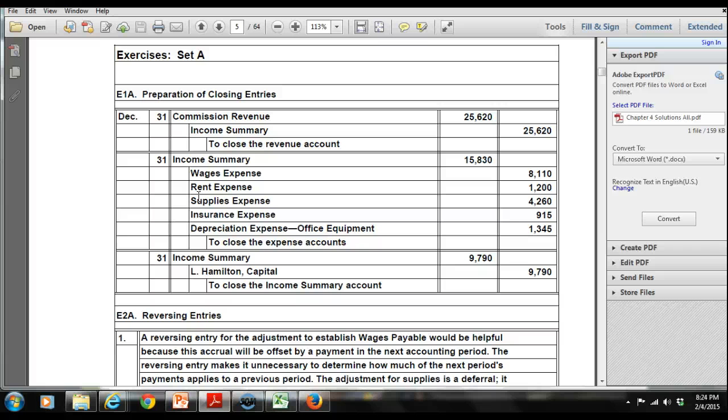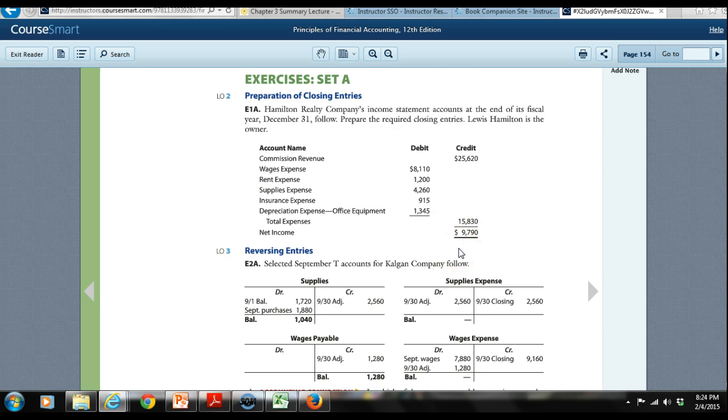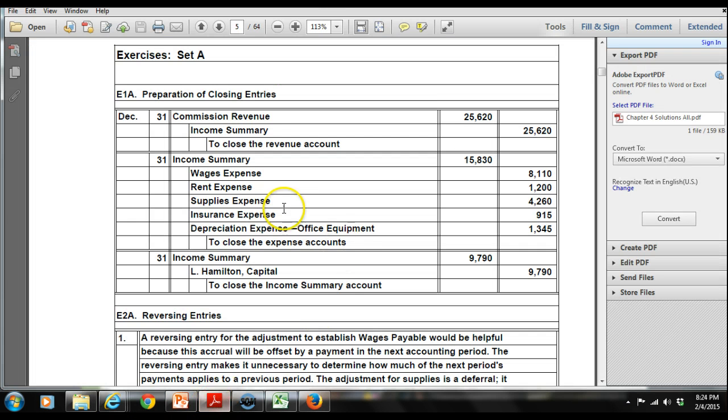Then the next thing we do is figure out what our balance in the income summary account is going to be. The balance is $97.90, which is identical to net income, $97.90. So we are going to zero out this income summary account and flow it over to our capital account. This is why the net income of a company increases the capital account. Does that make sense? So basically, in doing this, we debit income summary $97.90 and credit L. Hamilton Capital for $97.90.